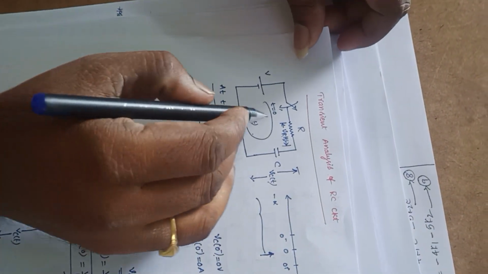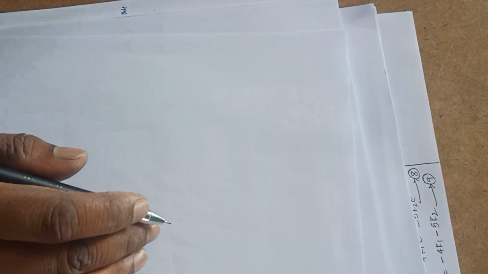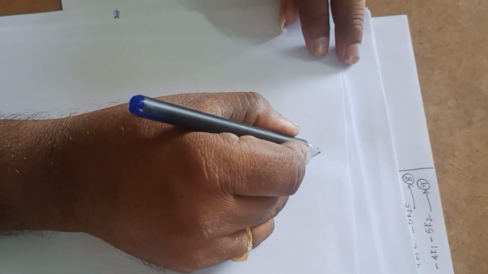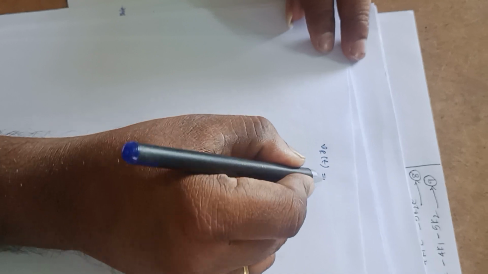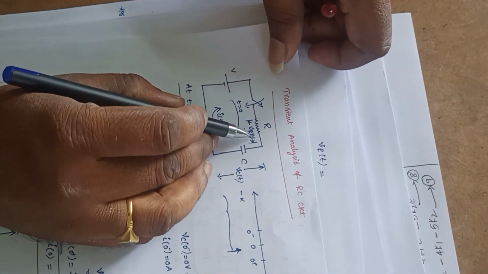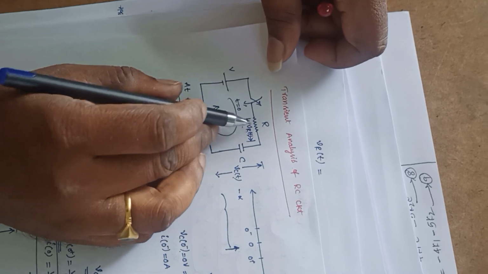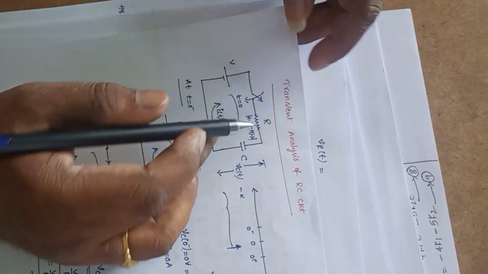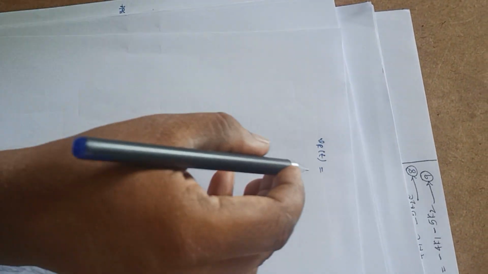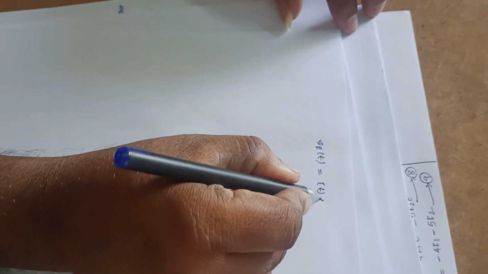Now, so Vc of t, we found the value of Vc of t. Another thing that I need to calculate here is Vr of t. So Vr of t is equal to the product of current flowing through this into resistance, V is equal to I into R. Current is I of t, so I of t into R.